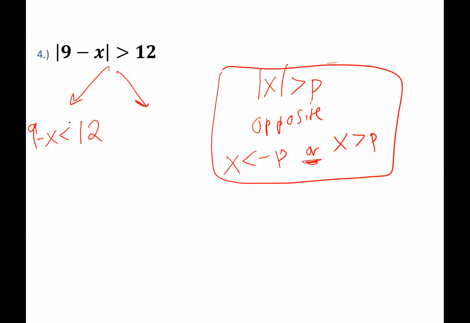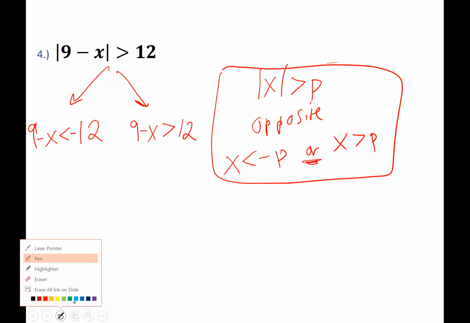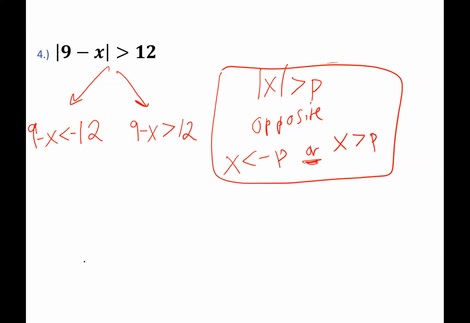Okay, so we're either less than negative 12 or greater than positive 12. So those are our 2 different situations, our 2 different possibilities. Okay, now we're going to carefully solve for x in each inequality. Now there is a minus x here, so that's going to make things just a little bit complicated, but we'll deal with it. Let's start with the equation on the left. I'm going to subtract 9 on both sides.